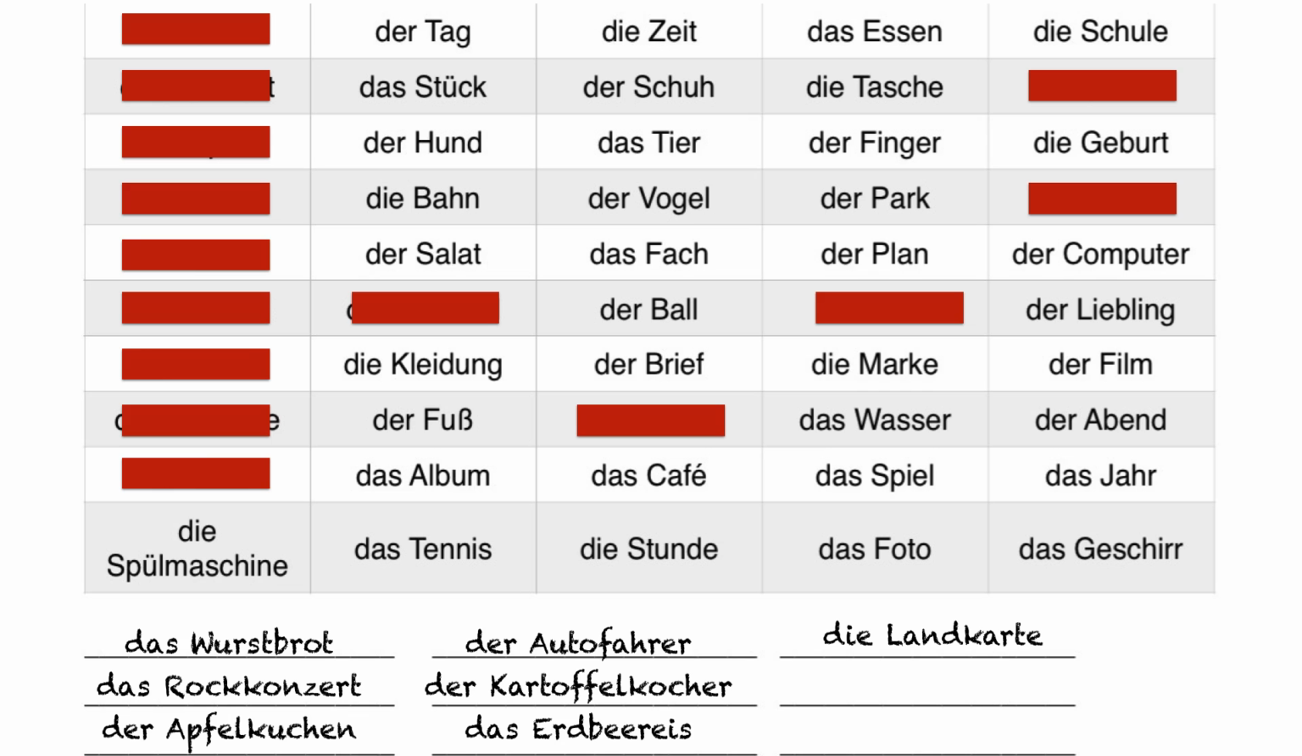Die Landkarte, because Karte is feminine, and Land is neuter, which doesn't really matter here because Karte is the one that dictates what gender it takes. In this one we have die Geburt and der Tag. We're going to put these two together, making it der Geburtstag. And you'll notice we add in an extra S here.